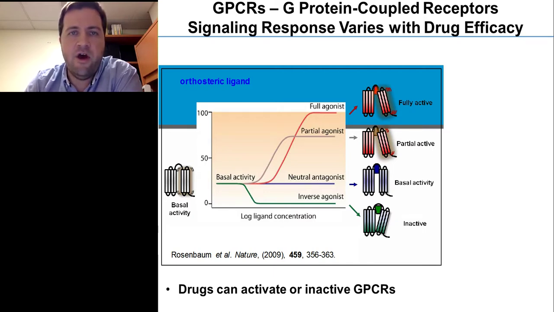Some drugs bind to GPCRs and activate the GPCR, or they increase that level of signaling. We call these agonists, and you can either have a full agonist, which leads to full or maximal activation, or a partial agonist, which is a drug that binds to the receptor, causing sub-maximal activation. And finally, the last class of orthosteric binding drugs are known as inverse agonists, in which they bind to the GPCR and actually lower the level of signaling below the basal level of activity.